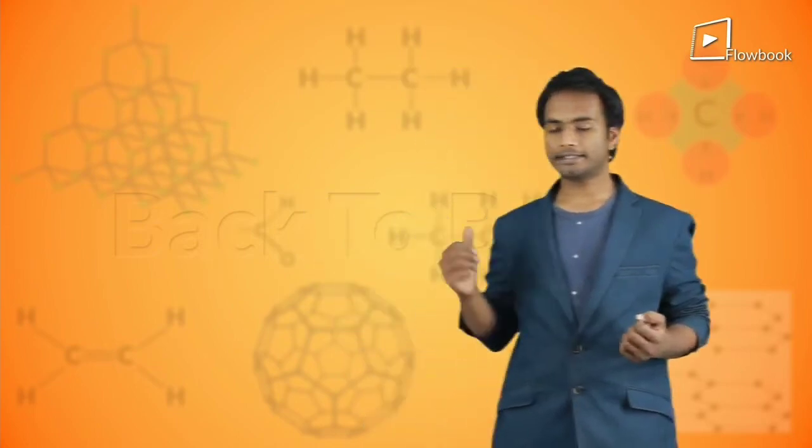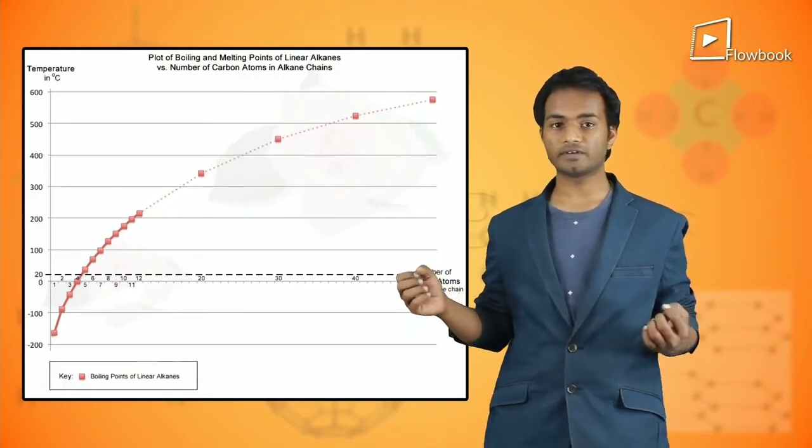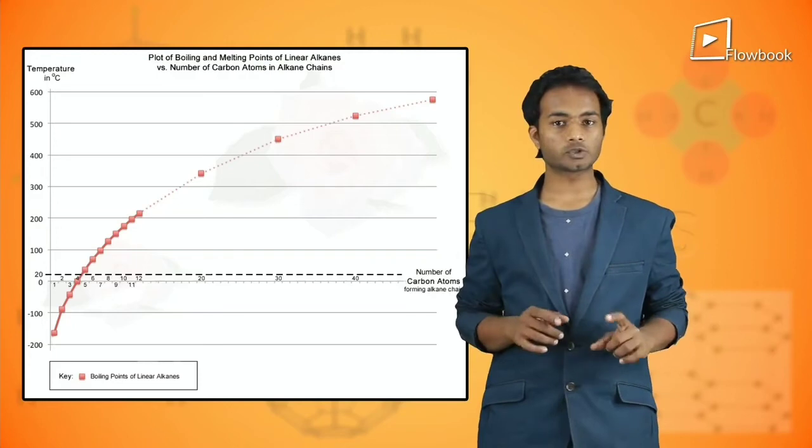The physical properties of the compounds in the homologous series have a definite trend. For example, look at this graph. This graph tells us the boiling points of different alkanes, and you can see a definite pattern here. And also coming to the chemical properties of homologous series compounds, well, they behave in a similar way because they have similar functional groups.